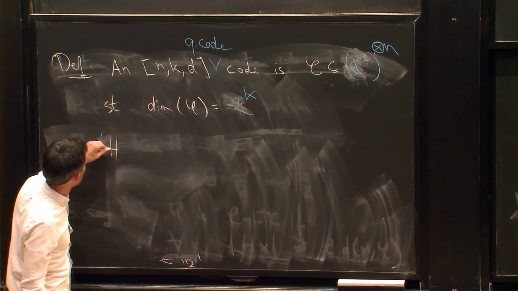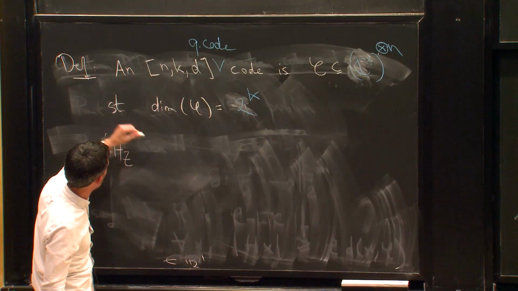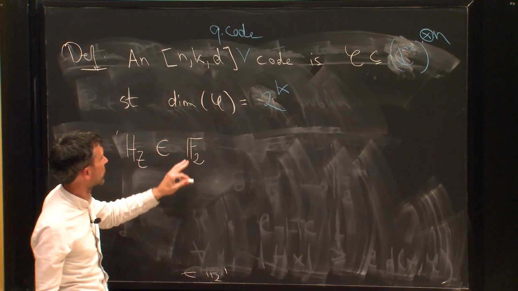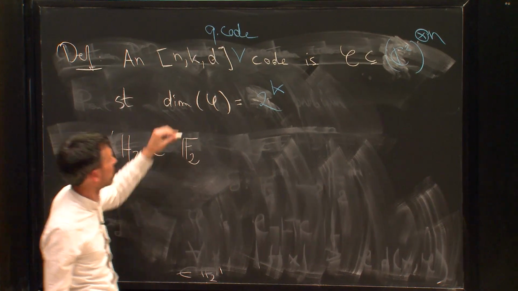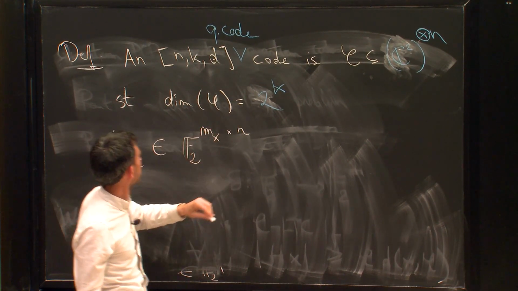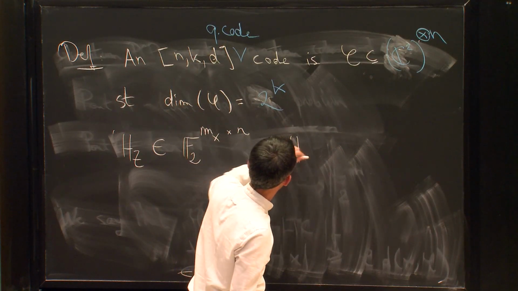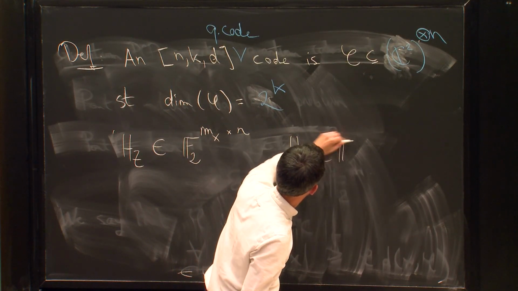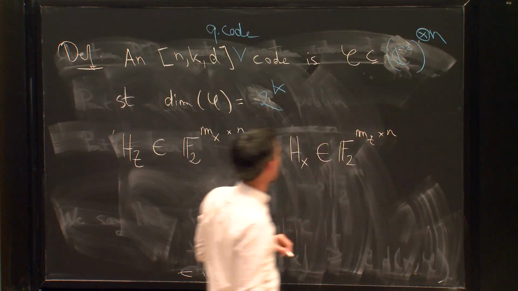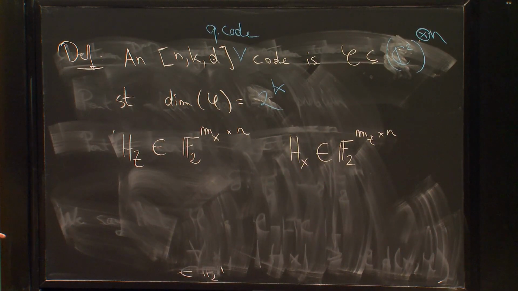So HZ is the first parity check matrix, and this will be like a regular parity check matrix. Okay, so there's no complex numbers here. It's a matrix over F2, and it has mz rows and as many columns as qubits. And the matrix HX is in F2 to the mx by n. Okay. Given any such 2 matrices, I can associate a subspace of C2 to the n in the following way.